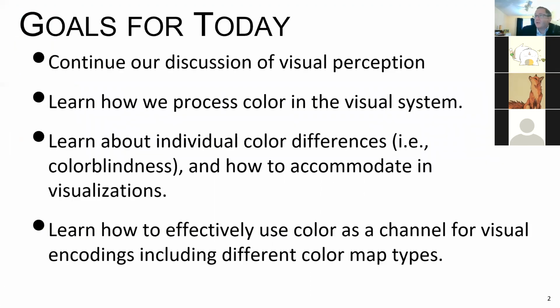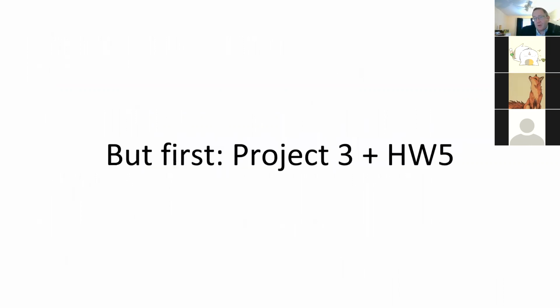So I want to go over some of the things. We're going to continue looking at visual perception for a little bit. We're going to look at cognition soon after that, how we think, how we process not only what we see, but how we act on certain things. How can we accommodate for color blindness? That's what we're going to be doing very, very soon. How to use the color channel versus luminance as a channel. But first, we need to look at project 3 and homework.